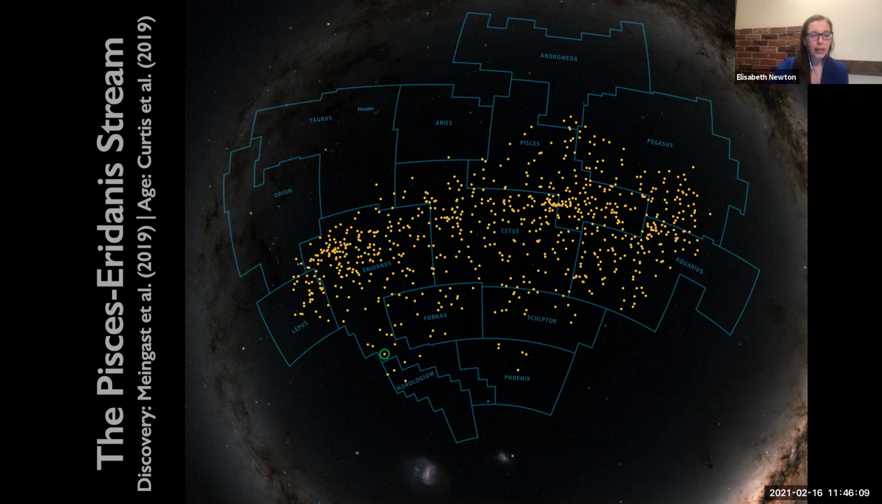The Pisces-Eridanus stream was first identified by Meingast et al. using data from Gaia. Originally they thought it was about a gigayear old, and I hadn't taken much note of it at that point. But then, using stellar rotation periods from TESS, Jason Curtis and his team used the relationship between stellar rotation and age to find out that the cluster is actually only 120 million years old.